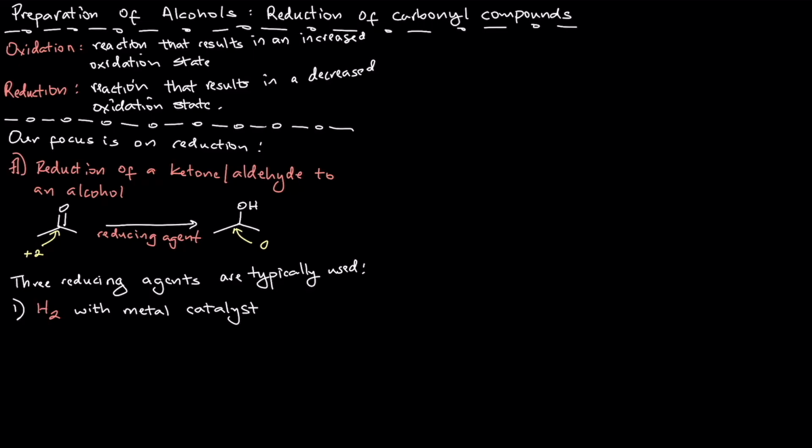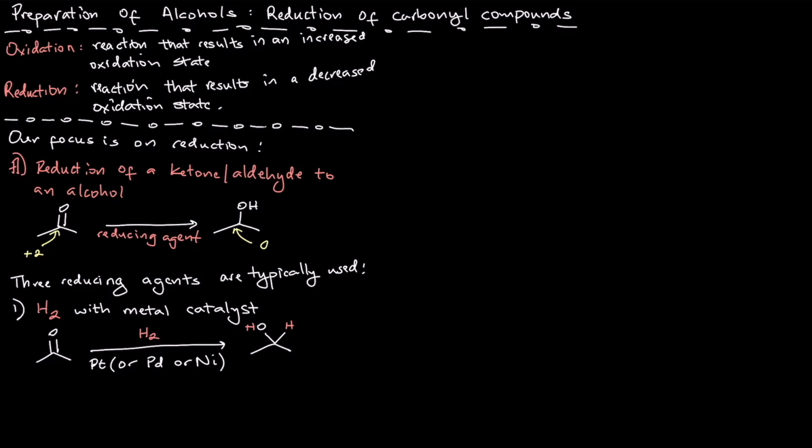The first one is using hydrogen gas in the presence of a metal catalyst. So in a very similar fashion to an alkene, if you take a ketone or an aldehyde and you treat it with H2 gas in the presence of a platinum catalyst or a palladium catalyst or a nickel catalyst, you end up with the reduced product.